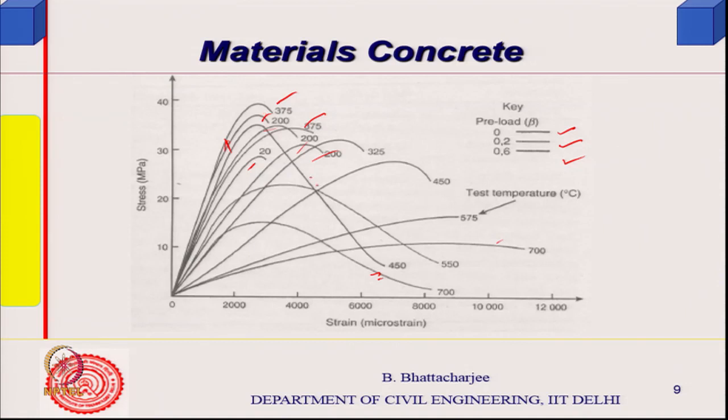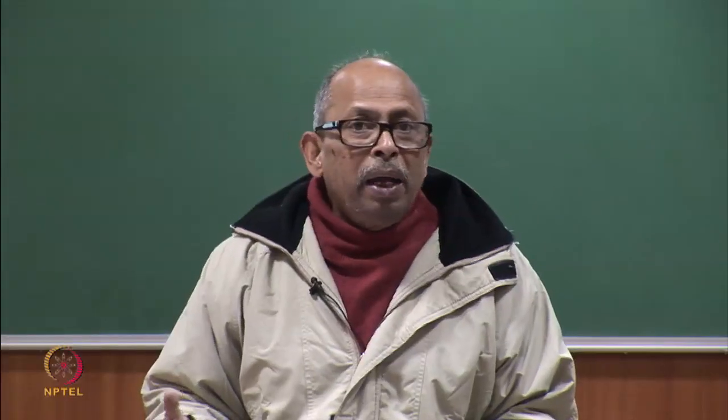But after that, there is a sharp fall and deformation capacity tends to increase. This is strain, micro strain. So, the stress versus strain curve is like this. So, as if it is a kind of ductile behavior. Why?